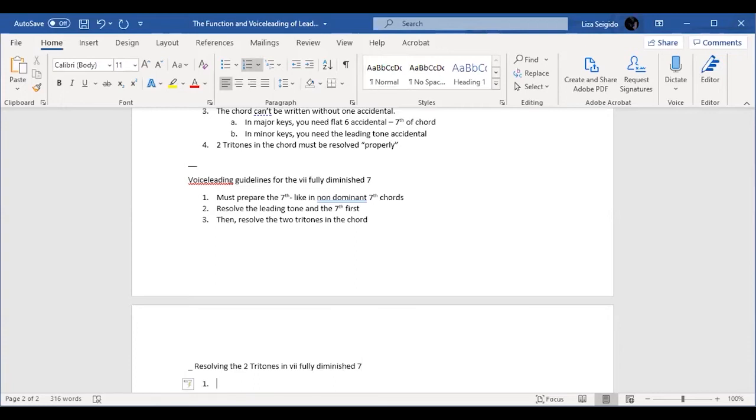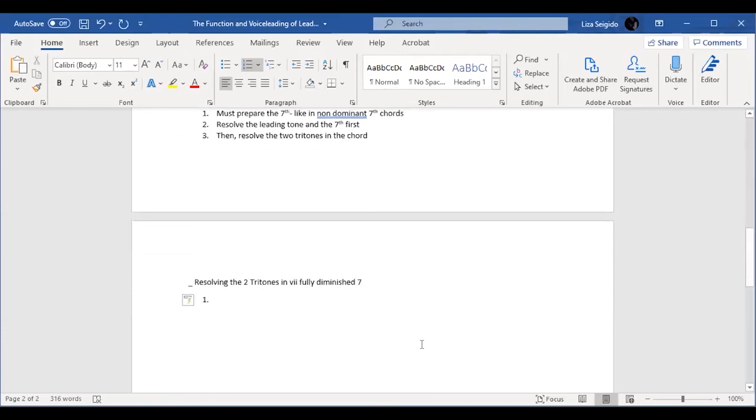Okay, there are 4 parts to this. Part 1, resolve the leading tone. Part 2, resolve the 7th. Part 3, resolve the tritone. That includes the bass note. All right, the tritone that is formed by the bass note. That's the one you want to look at first.